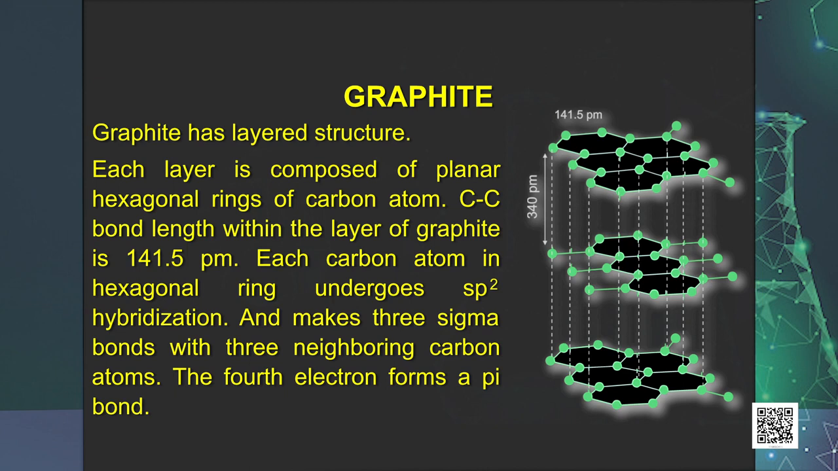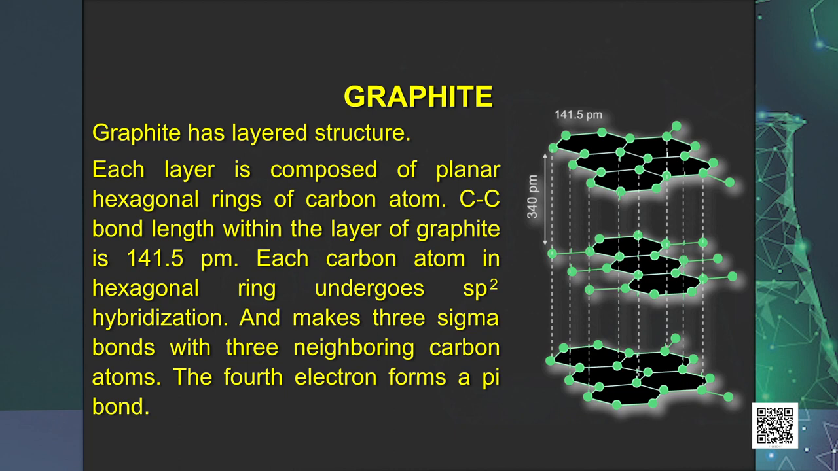Graphite has a layered structure as shown on your screen. Individual layers of graphite are known as graphene, and they are held by van der Waals forces, and the distance observed between two layers is 340 picometers. Each layer is composed of planar hexagonal rings of carbon atoms. The carbon-carbon bond length within the layer of graphite is 141.5 picometers.